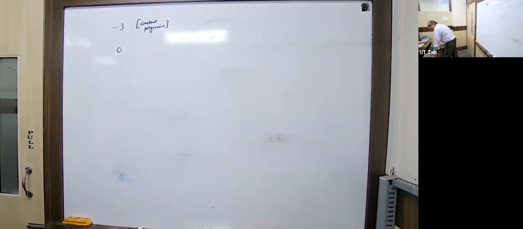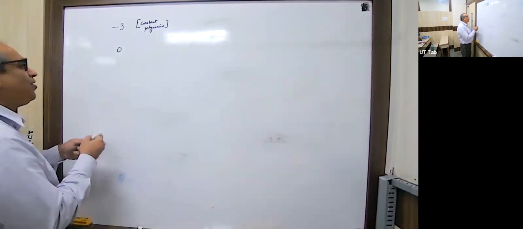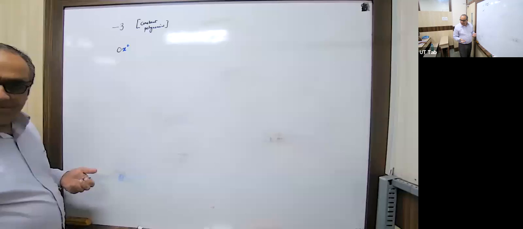Sir, its variable can have any power. Still it will be zero. So you say no, you say yes, and you say yes. Why do you say yes? Because it is still a polynomial.